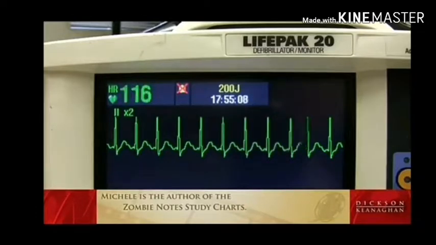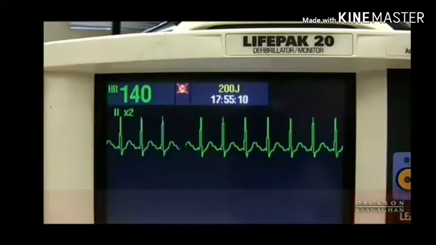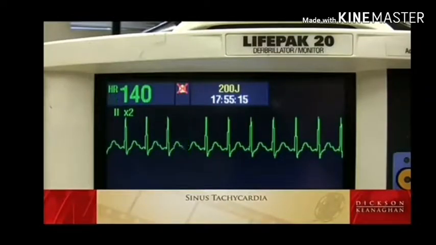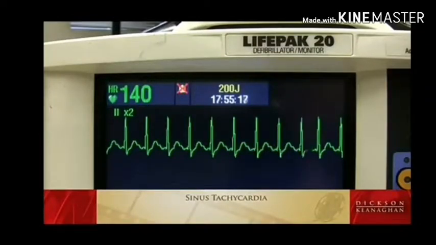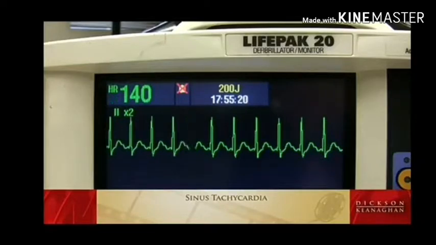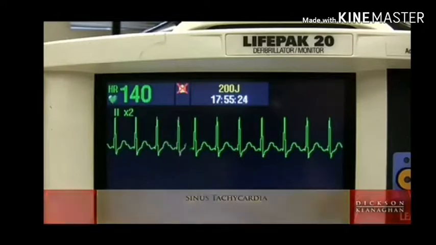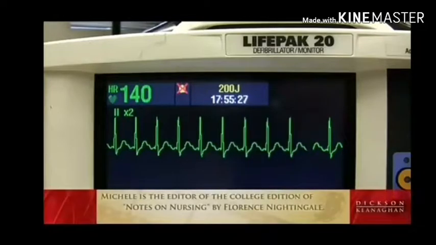When the heart rate is below 150, but yet above 100, it is sinus tachycardia. It's a faster rhythm, QRSs are narrow, but it's difficult to differentiate between the Ps and the Ts. But it usually is a regular rhythm, sinus tachycardia.